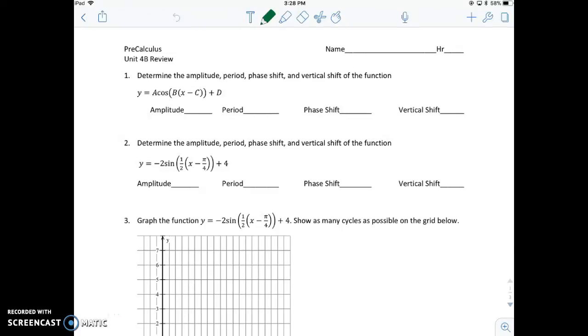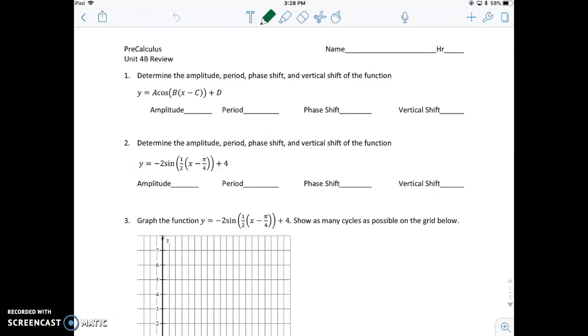Today I'm going to go over Unit 4B review. I'm going to do a select few problems. I'm not going to do all of them, but I will do the ones I believe will be the most important for the test.